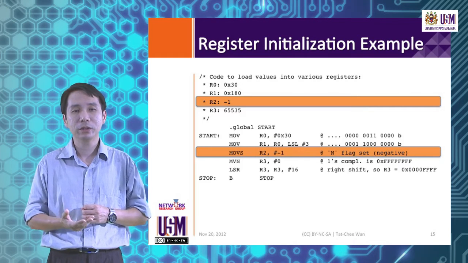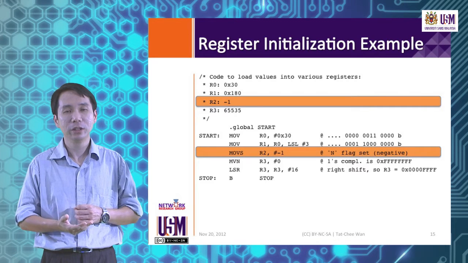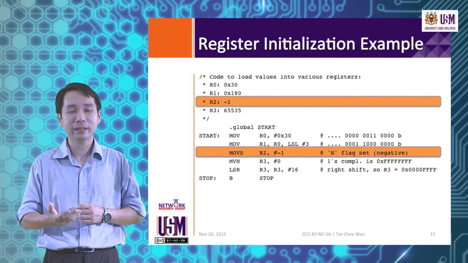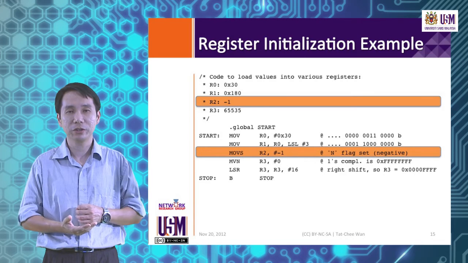Next, we will load the value -1 into R2. Note that in this instruction, we add the suffix S to the move instruction. So MOVS will update the flag register to indicate that it is a negative value, or the N flag will be set.